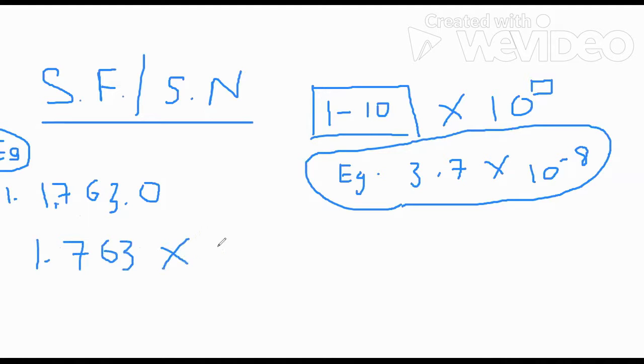Multiply now by 10. It's always 10. Now you're going to have a power up here. So how many places to the left did we go? Let's count.